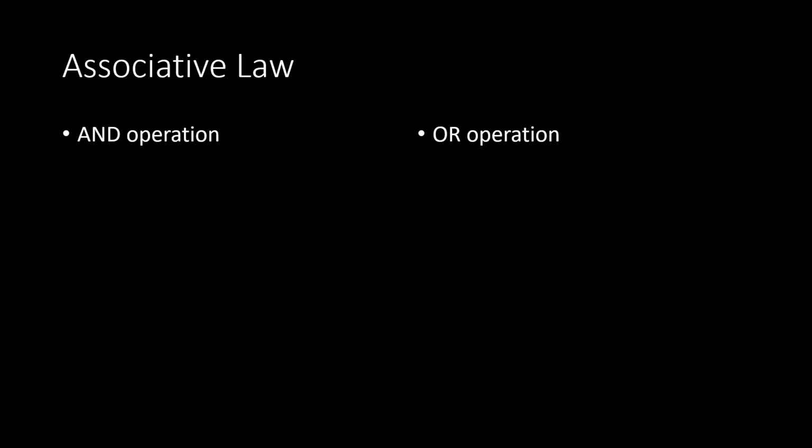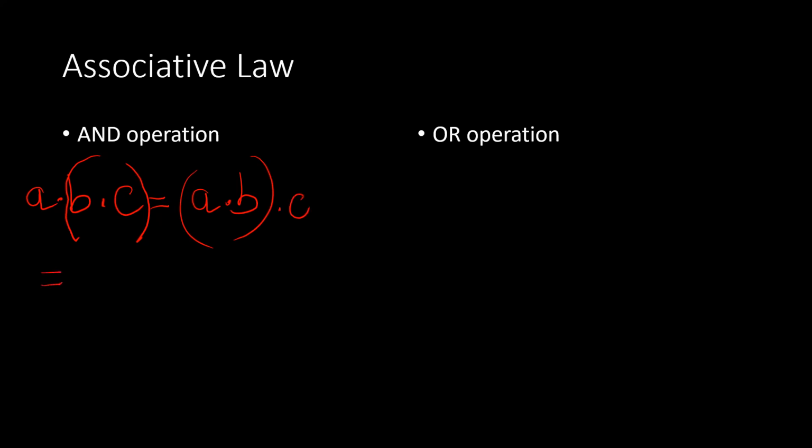Associative law, we can also apply it on the AND operation. So if I have three Boolean variables A, B, and C, and we AND A with B ANDed with C, it means we AND first B and C, then the result ANDed with A. This is the same as if we AND A with B first, then the result ANDed with C. And in Boolean algebra, we write even A, B, C without parentheses, and all give the same result.